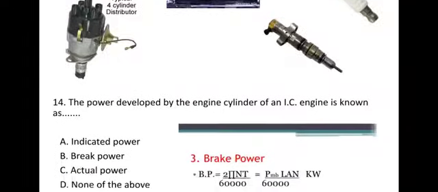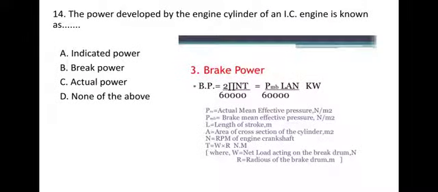Next question. The power developed by the engine cylinder of an IC engine is known as, and the answer is brake power. Okay, so the power developed by the engine cylinder of an IC engine is known as brake power, and its formula is 2 pi NT divided by 60,000 kilowatt. Okay.